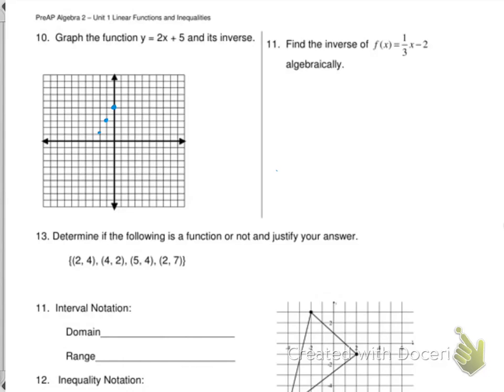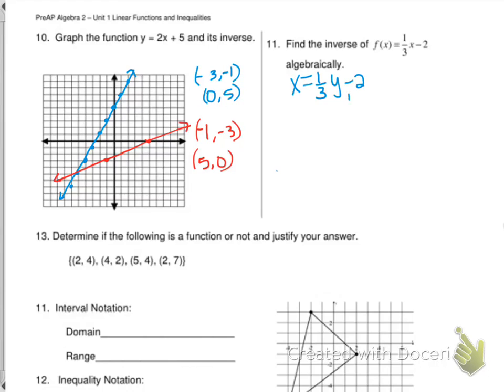Okay, for this one, first you have to graph the original line. So put a dot at 5 and a slope of +2. Connect the dots. Okay, then I just took a couple of the ordered pairs and switched them. So I took the ordered pair -3, -1, and I took the ordered pair 0, 5, and I switched the ordered pairs and connected the dots. That's an inverse. Okay, algebraically, so x equals 1/3 y minus 2, add 2 to both sides.